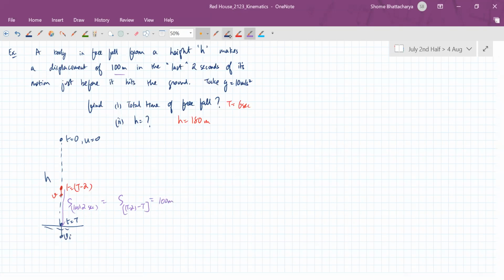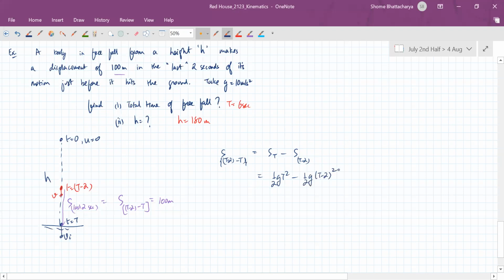Okay. So displacement from T minus 2 to T seconds is the total displacement after T seconds minus the total displacement after T minus 2 seconds. Okay. So that is equal to half g T square minus half g into (T minus 2) whole square, and that is given to us as 100 meters in magnitude. So 5 into (T square minus (T minus 2) whole square) is equal to 100.